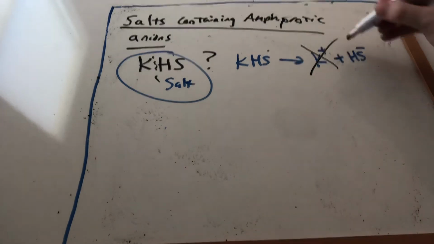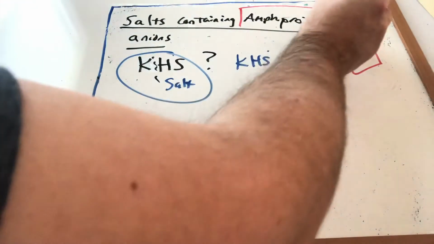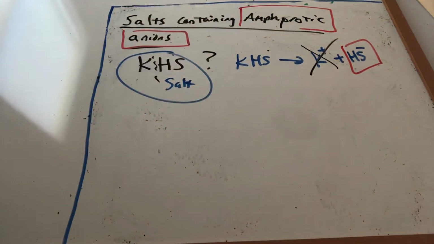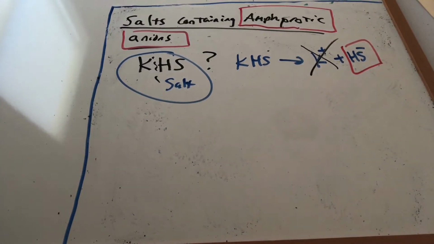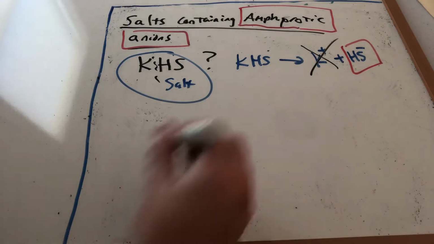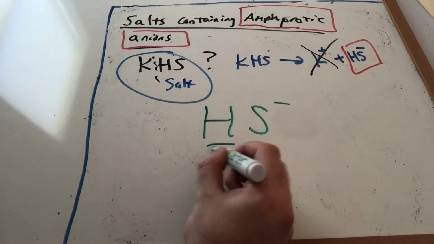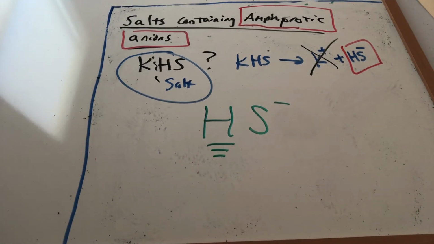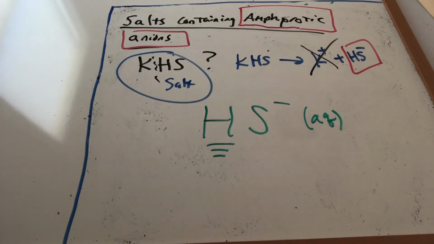All right. Now we see HS minus. And this is a form that you have to recognize. This is an amphiprotic anion. So how do I know that this is amphiprotic or amphoteric? And remember, those words are synonymous. When I take a look at HS minus, what I have is something that maybe wants to get rid of an H because it starts with an H. It's going to be in an aqueous environment, so maybe it wants to get rid of its H, just like we saw for this last example.